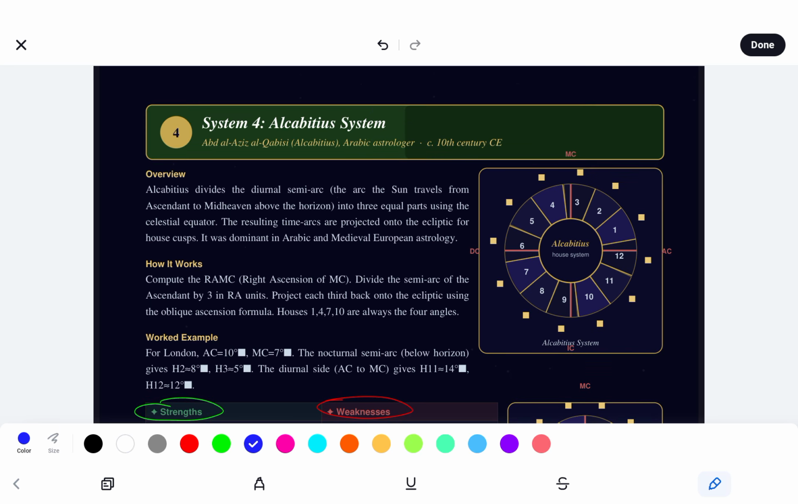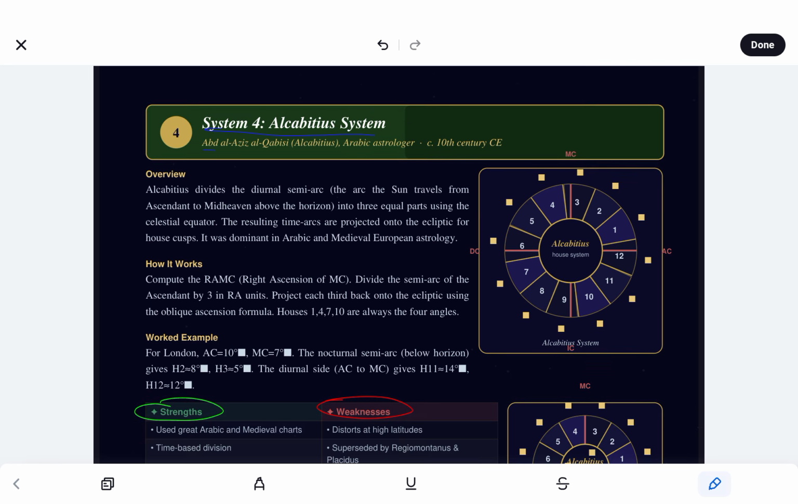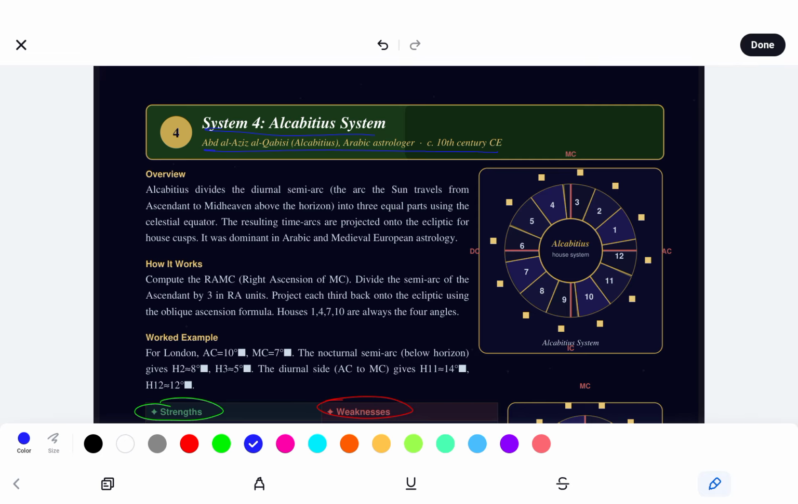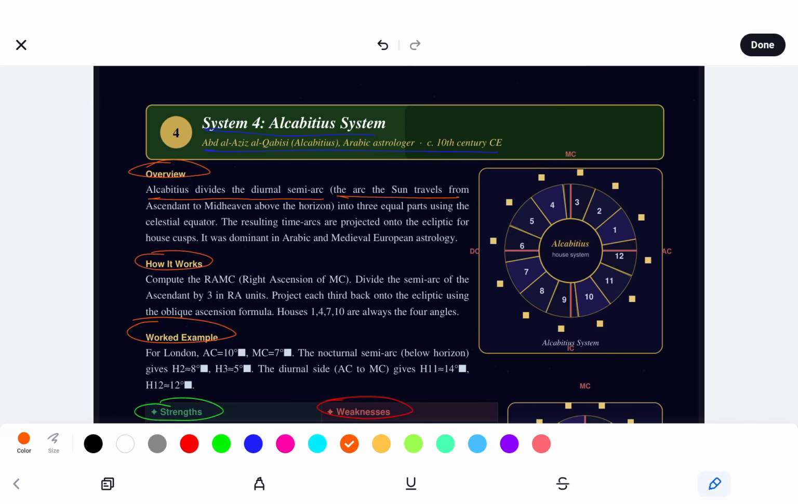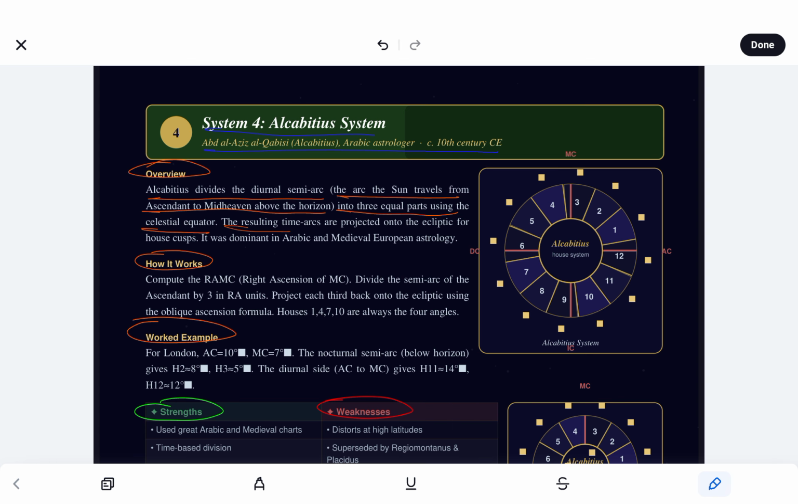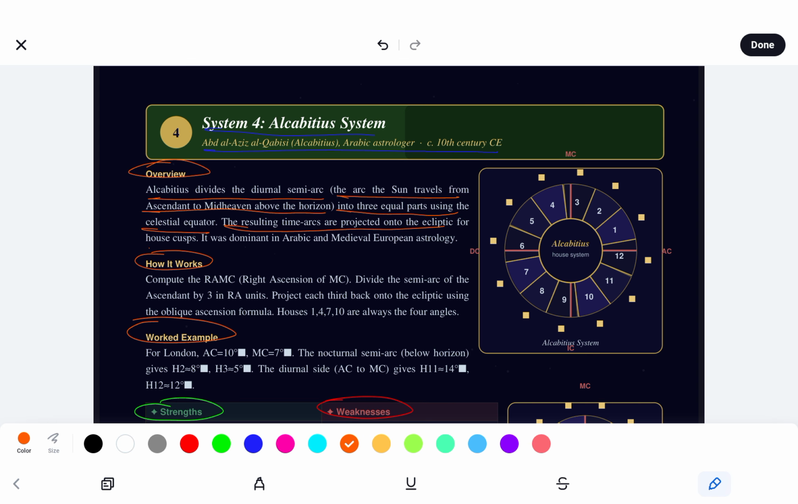Alright, here we're going to go over Alcabitius, Arabic astrologer, 10th century CE. So, Alcabitius divides the diurnal semi-arc, the arc the sun travels, from the ascendant to midheaven above the horizon into 3 equal parts, using the celestial equator. The resulting time arcs are projected onto the ecliptic for house cusps. It was dominant in Arabic and medieval European astrology.